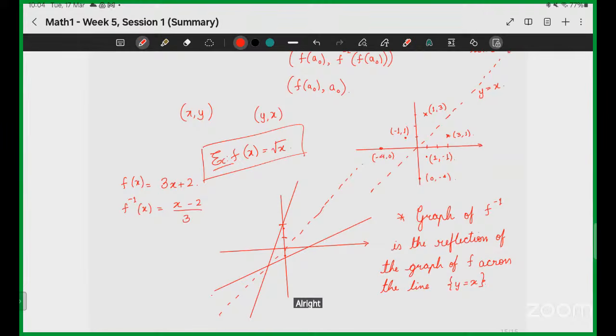All right, if there are no other doubts, we can wrap up. So can I explain one more example, sir? Graph of inverse function. Okay. Yes, sir.